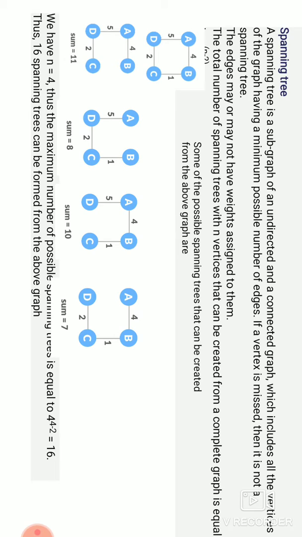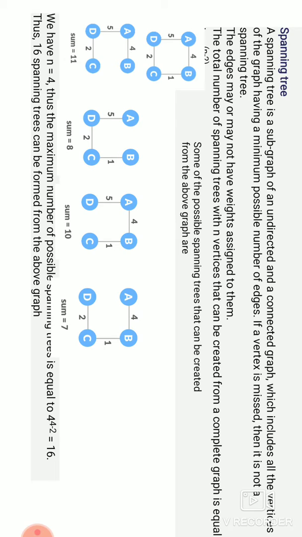So this is a graph that we have with 4 vertices A, B, C, D with weights over the edges. So we can call this graph a connected, weighted, undirected graph. It is connected because all the vertices are connected to one another, and it is weighted because we have weights over the edges, and it is undirected because there are no directions over the edges. So let us see all the possible subgraphs of this one.